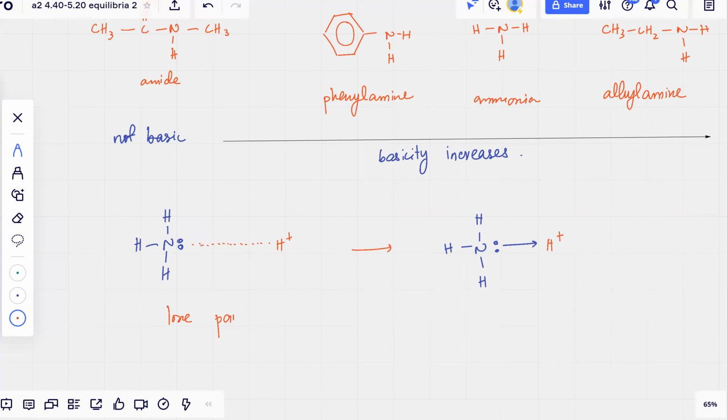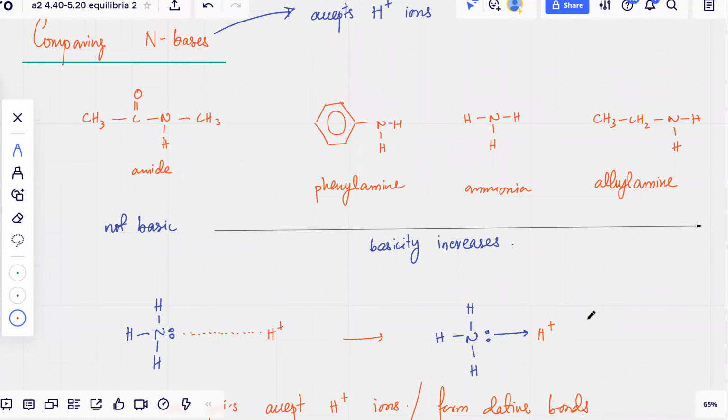So your lone pairs accept H plus ions, and when they do that they form dative bonds, or coordinate bonds, dative covalent bonds. Now the question is, what explains the difference? Why is this the most basic, and why are the others less basic?